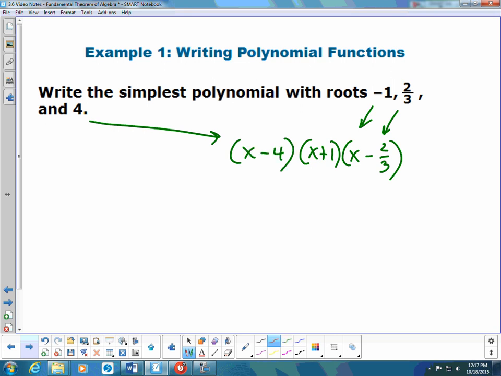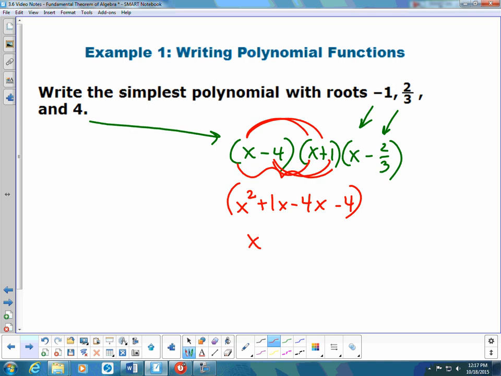Let's start off by multiplying these two together first. If we use FOIL on that, we're going to get x squared, plus 1x, minus 4x, and minus 4. So that's going to turn out to be x squared minus 3x minus 4.